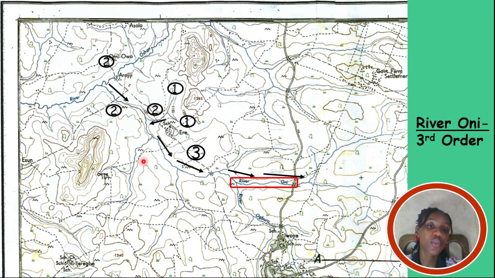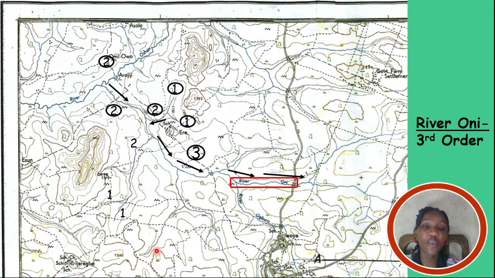So let's see, this river that joins River Oni here is a second order river, and that is because we can see that it is being formed by two first order rivers here. They join to form this second river that flows into River Oni. And even though we can see another smaller stream that joins it here, it doesn't change its hierarchy because this is also a first order. So this is a first order stream flowing into a second order stream and is going to retain its initial hierarchy, the second order stream.